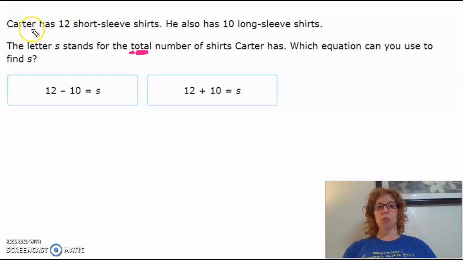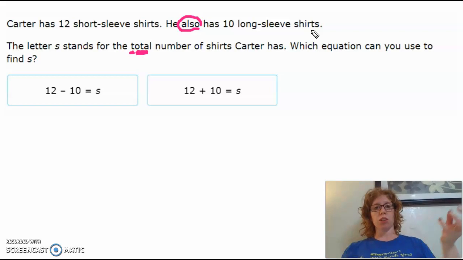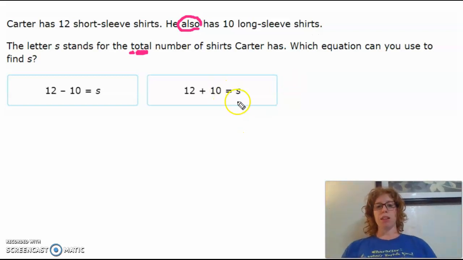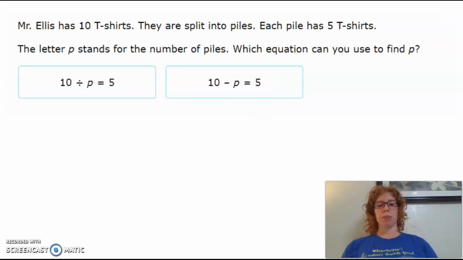Let's go back to the word problem. Carter has 12 short sleeve shirts. He also, I'm going to put a circle around the word also. He also has 10 long sleeve shirts. That word also is an addition keyword. I have 12 shirts. I also have 10 shirts. I put them together. The total amount of shirts, it is addition. 12 plus 10 equals the amount of shirts that Carter has. Let's go to a new one.